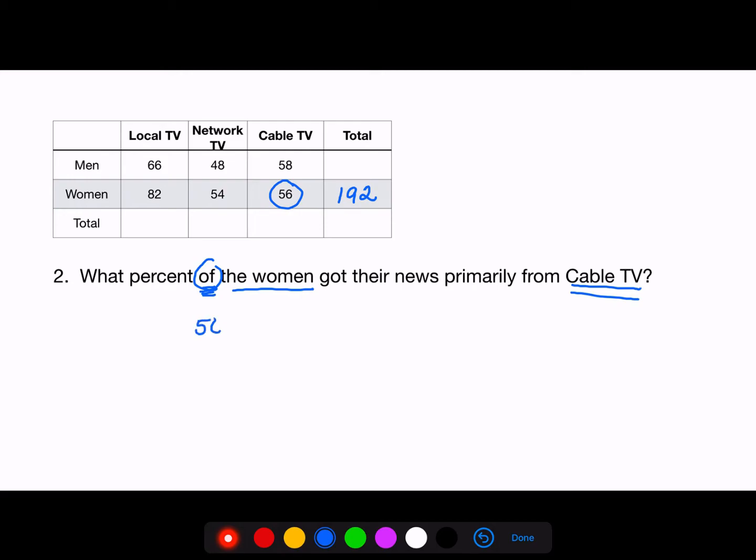So this probability would be 56 divided by 192. And again, we're going to change it into a percentage, so we'll multiply it by 100%. And this gives us a result of 29.2%.